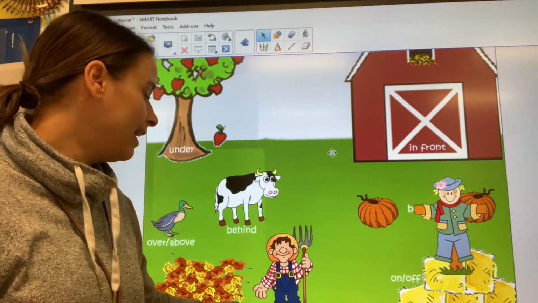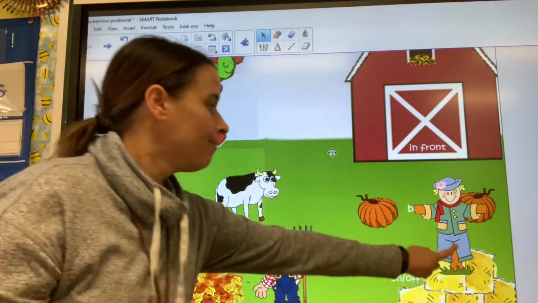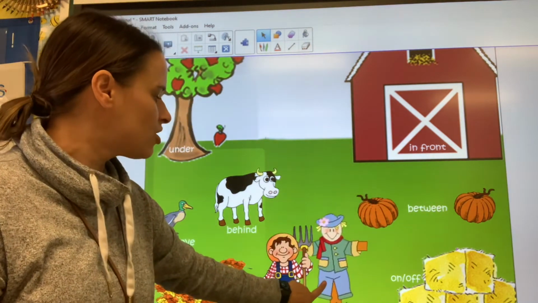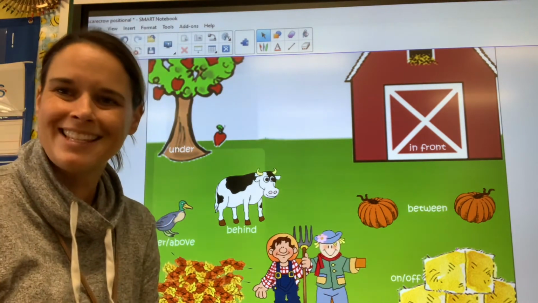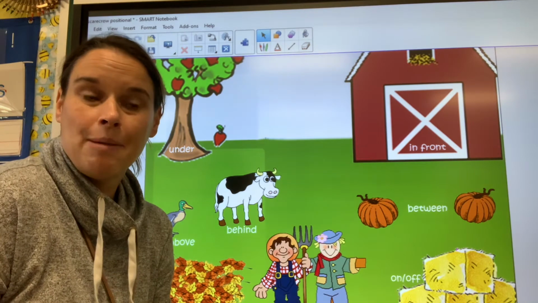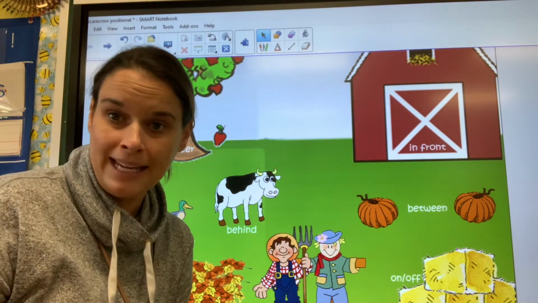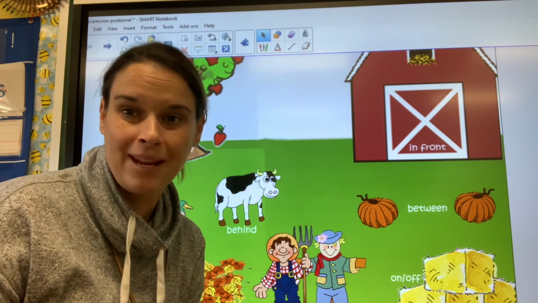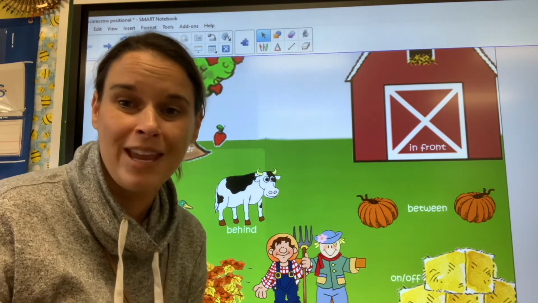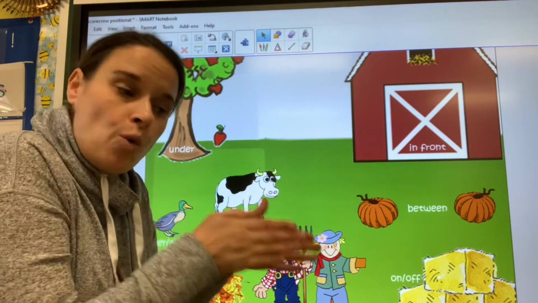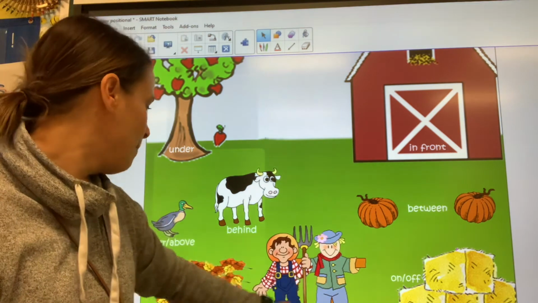Next, it says to put him next to. Let's put the scarecrow next to the farmer. See, the scarecrow's next to the farmer. Maybe when you come to school, you sit next to somebody, or maybe you like to sit next to somebody on the couch at home to snuggle up and watch a movie. You sit next to them. You're right beside them, next to them.